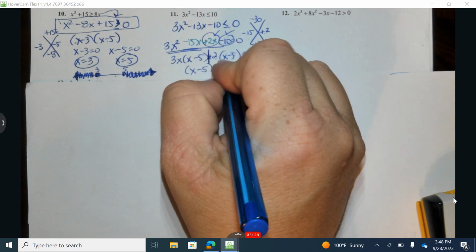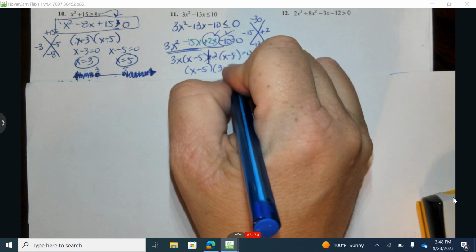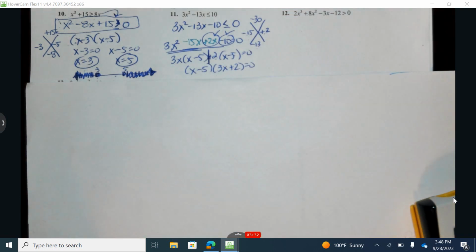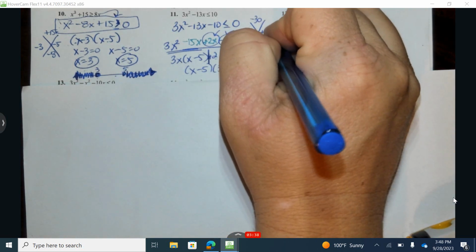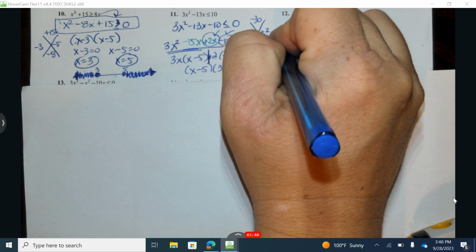The front and back both have the quantity x minus 5. In front of the first part is 3x. In front of the second part is a +2. I'm going to take both of those quantities and set them equal to 0 and solve. So x minus 5, set it equal to 0, add 5 to both sides and get x equals 5.